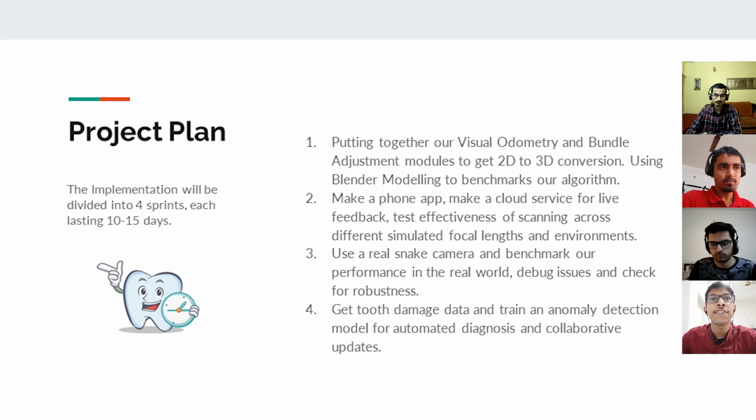Our plan of action is divided into 4 sprints. The first one consists of setting up a 2D to 3D reconstruction algorithm tested on a Blender model dataset. Secondly, we'll be building the entire software framework and application. The third sprint involves testing our performance using an actual snake camera, and the final and fourth sprint would be to train and evaluate models for anomaly detection and suggested diagnosis.